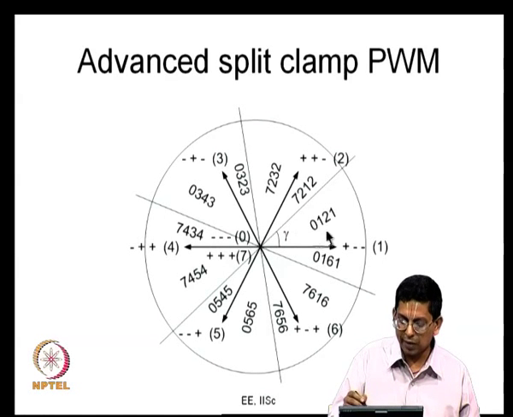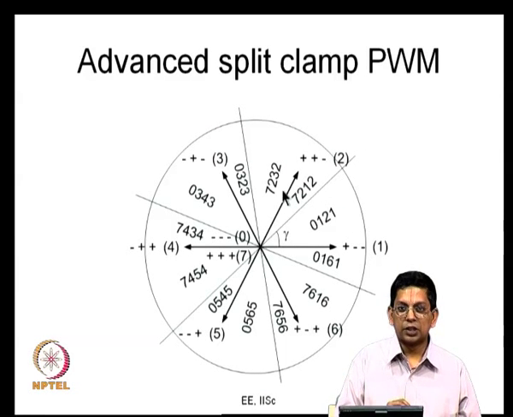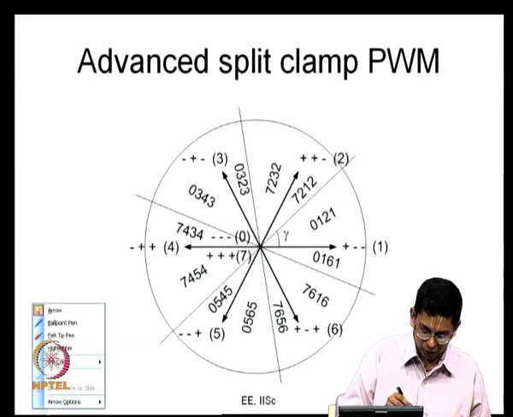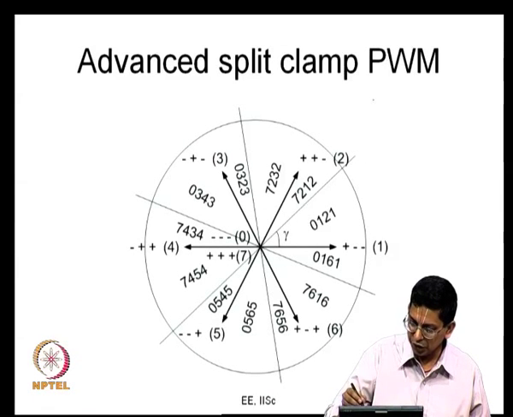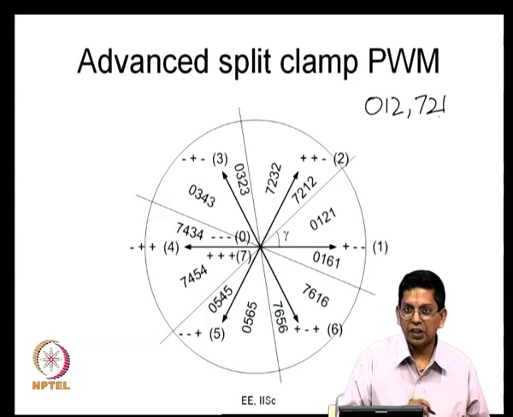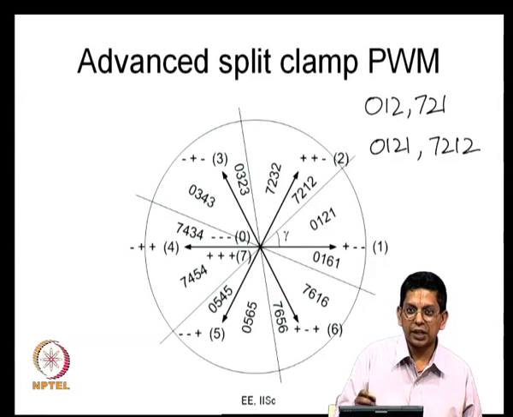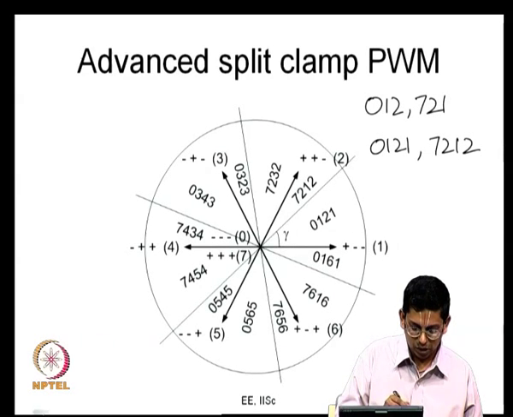This is the same split clamp, 0 1 2 I have replaced by 0 1 2 1, and 7 2 1 I have replaced by 7 2 1 2. So, all that we are trying to do now is we had two possible sequences, that is 0 1 2 and 7 2 1. We constructed our bus clamping PWM using that. Now, we have two other sequences, what we call 0 1 2 1 and 7 2 1 2. When I say a sequence, I include the reverse version of the sequence also.